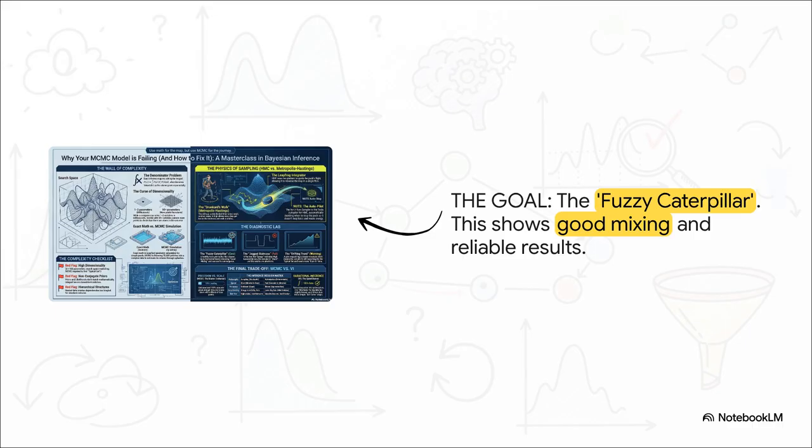And this is what you want to see. This is the goal. A healthy trace plot looks like a fat, fuzzy caterpillar. It's just a dense, horizontal band of what looks like noise with no real pattern to it. This tells you the sampler is moving around and exploring all the important parts of the map really well. We call this good mixing. And when you see this, it means your sampler is healthy and your results are reliable.